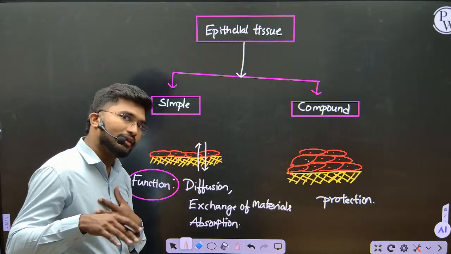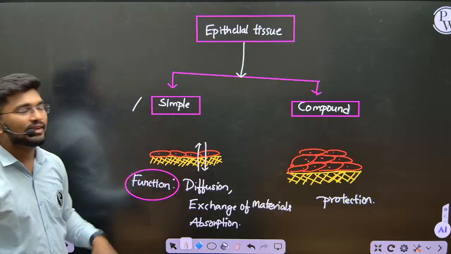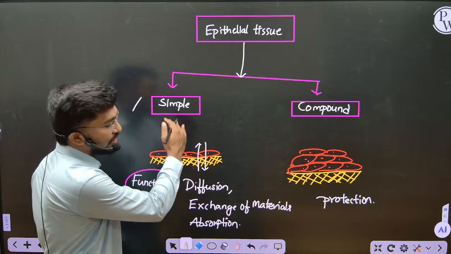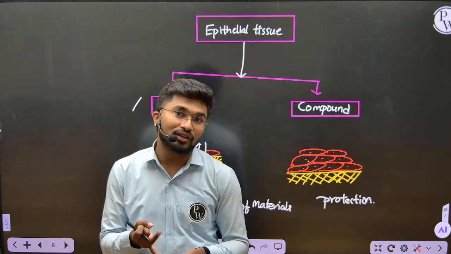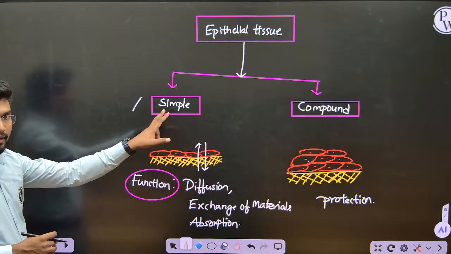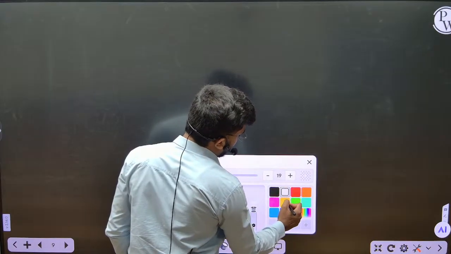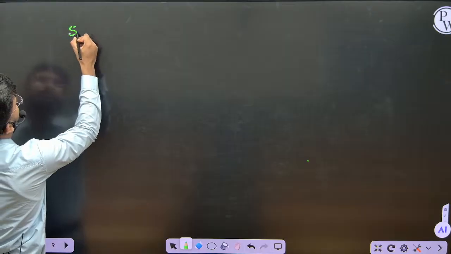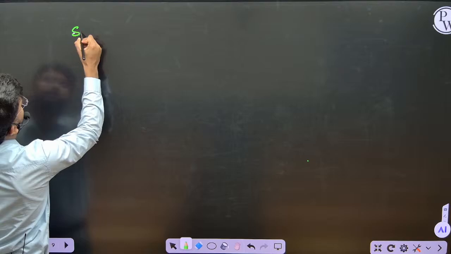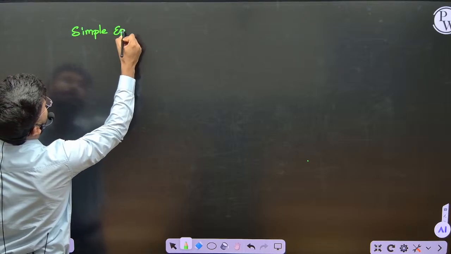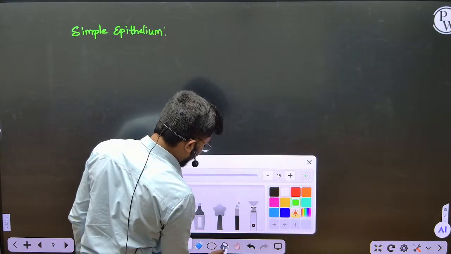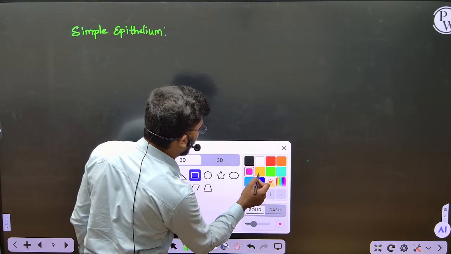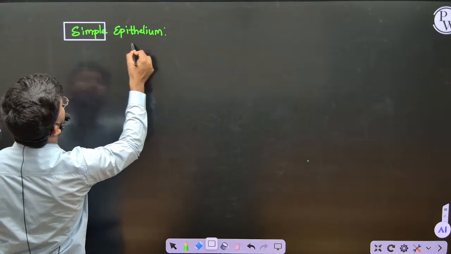Now whatever we are going to discuss in today's class is about simple epithelium. Now we will study the types of simple epithelium in detail. Simple epithelium we can classify into different types based on the structure, how the cells are arranged, and also based on function. Simple epithelium is divided into different types based on the shape of the cell. Let us see that. What is that classification?